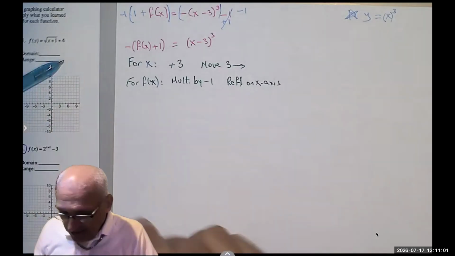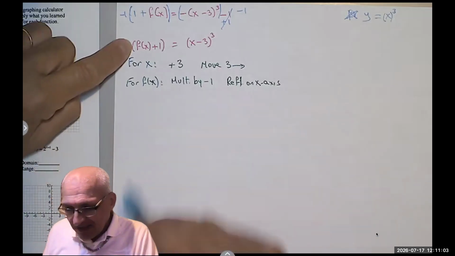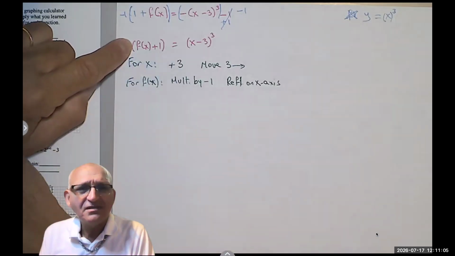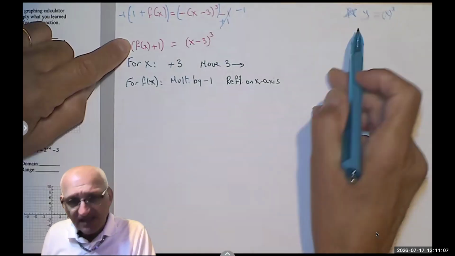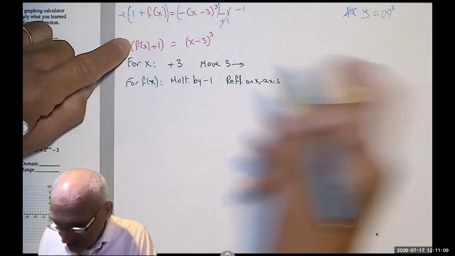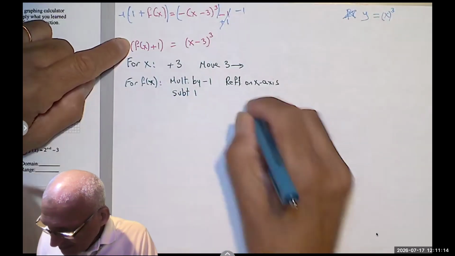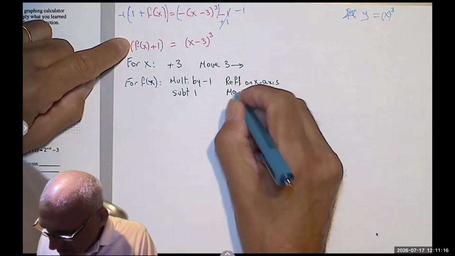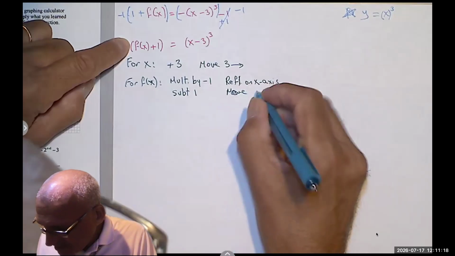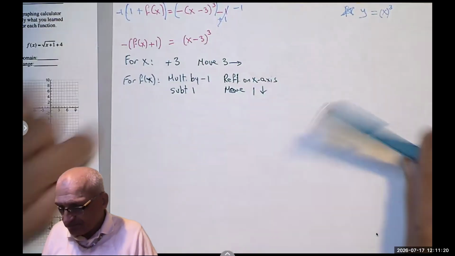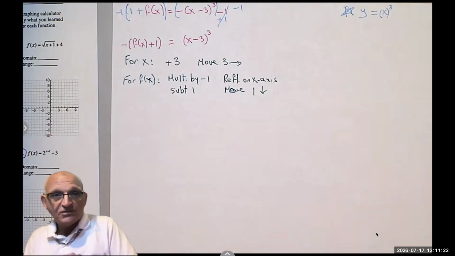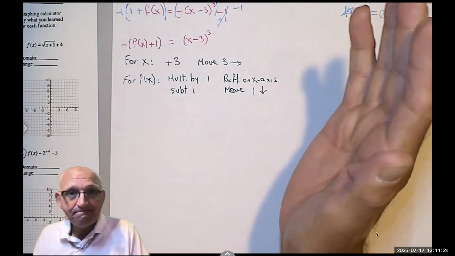So when I multiply by −1, I got −f(x) + 1. How do I make it f(x)? Just subtract 1, meaning move the graph 1 unit down. And I'm done. Couldn't be any easier, right?